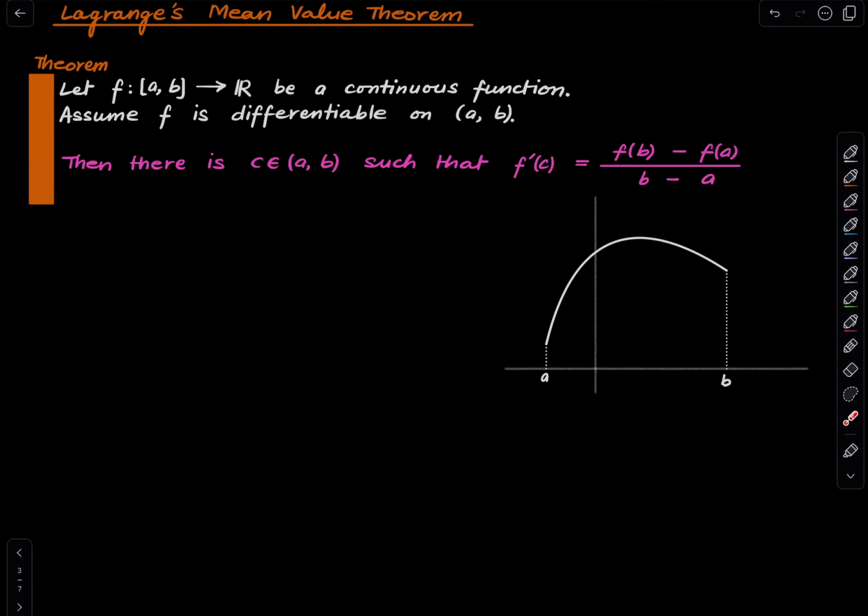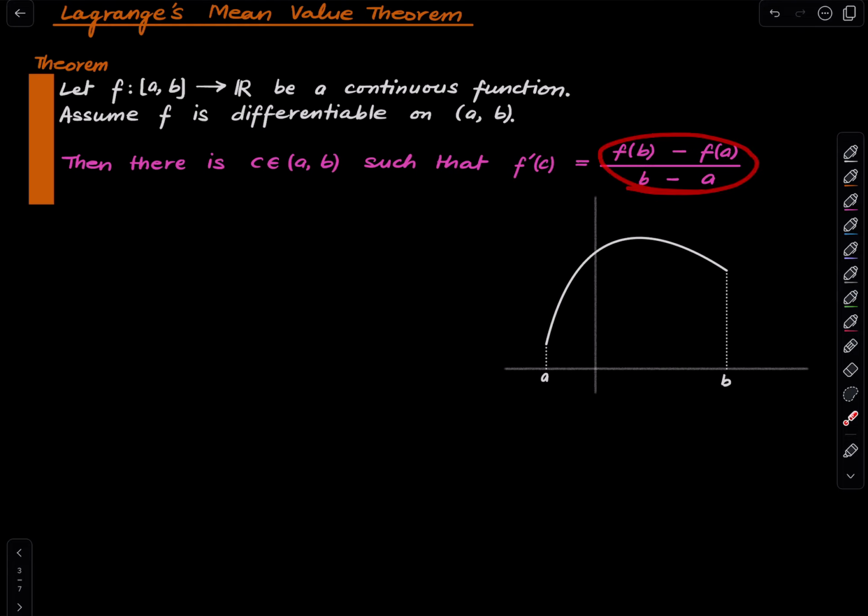So this is a small generalization of the previous result. Suppose we have a continuous function, again defined on a closed interval, and with the same hypothesis. Assume it is differentiable in the open interval a comma b. Then the theorem says that there is some c in the interior, meaning in the open interval a comma b, such that the derivative of f at c is this value.